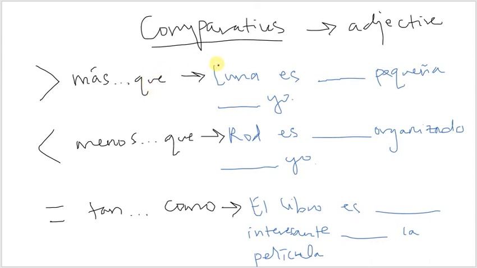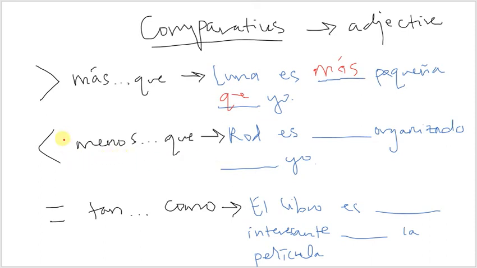más que. So for example, Luna es más pequeña que yo. Luna is more small than I am. In English, you can say smaller. In Spanish, that doesn't exist. So if you want to say like tall, you don't say taller, you say more tall or less tall. Or if you want to say small, you would say more small or less small.